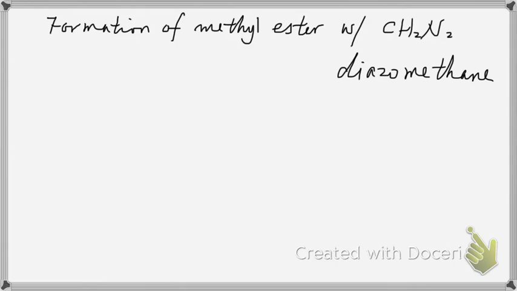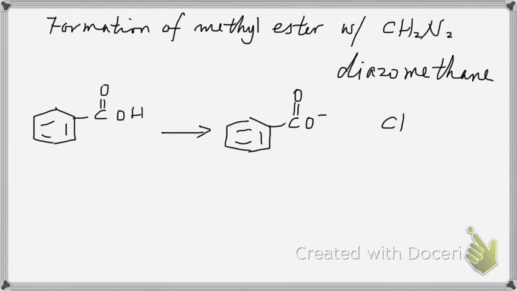The second way to form esters, especially methyl esters, we can react carboxylic acid with diazomethane, CH2N2. So, for example, if we have benzoic acid, we can deprotonate benzoic acid by reacting it with a base, which I didn't show, but we want the anion, we want the benzoate.